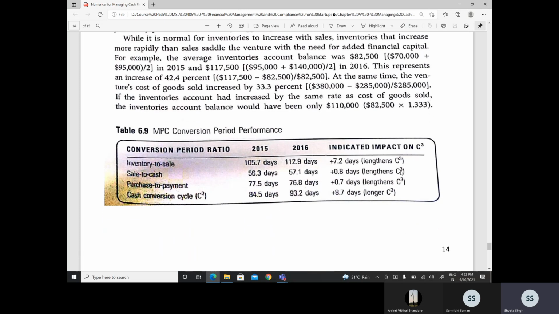While it is normal for inventories to increase with sales, inventories that increase more rapidly than sales saddle the venture with the need for additional financial capital. For example, the average inventories account balance was 82,500 in 2015 and 117,500 in 2016. This represents an increase of 42.4%. At the same time, the venture's COGS increased by just 33.3%. If the inventories account had increased by the same rate as COGS, the inventories account balance would have only been $110,000.